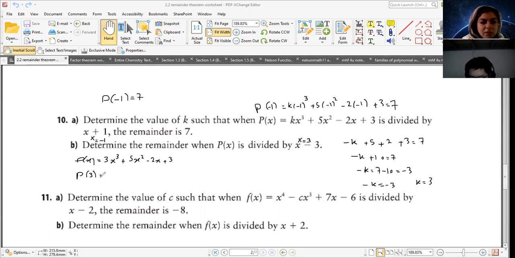Again, I'm not going to do that, but you know, P(3) is going to be 3 times 3^3 plus 5 times 3^2, sorry, 3 to the power of 2, minus 2 multiplied by 3, plus 3. So you just put it in your calculator and find that. This is going to be your remainder. Any question, Theodore?